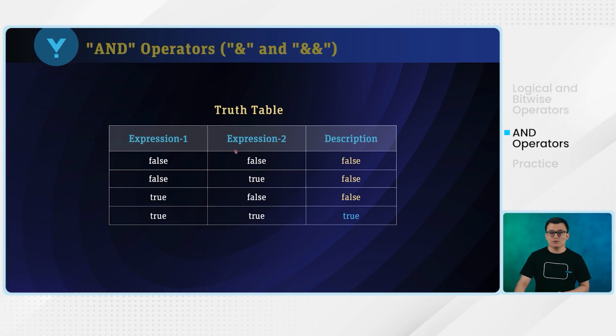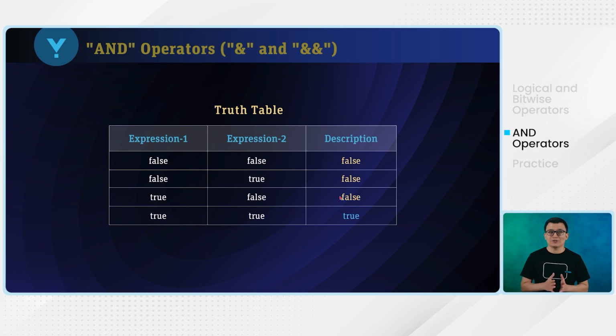Here's the truth table of the logical AND and bitwise AND operators. We could use this logical AND and bitwise AND operator to combine 2 Boolean expressions and then get one Boolean result at the end. If both expressions are false, it returns false. If one of the expressions is true but the other one is false, it will still return false. And if one of them is true and the other one is false, then our output is still going to be false when we use this AND operator.